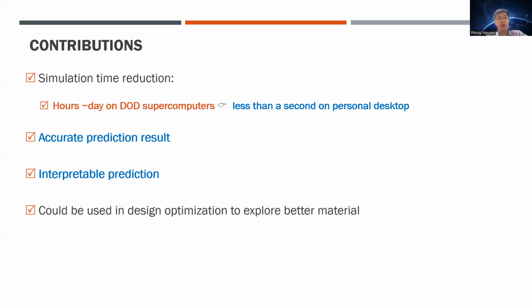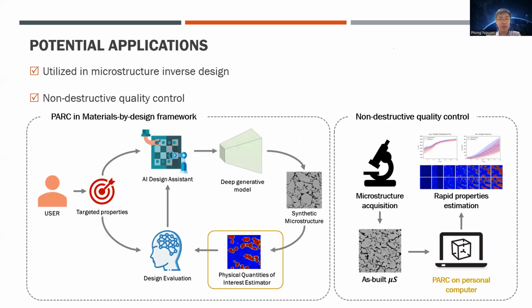And finally, with all of this, it can be used in design optimization to explore better materials. Potentially, we are thinking about two applications of our model. One is using it in microstructure inverse design, in which the user gives the target property and the AI will perform the design optimization, and eventually we can converge on the microstructure design which gives us the desired properties. The model can also be useful in non-destructive quality control, in which we can just take a micro CT image of the as-built microstructure and send it into the deep learning model for rapid properties estimation.